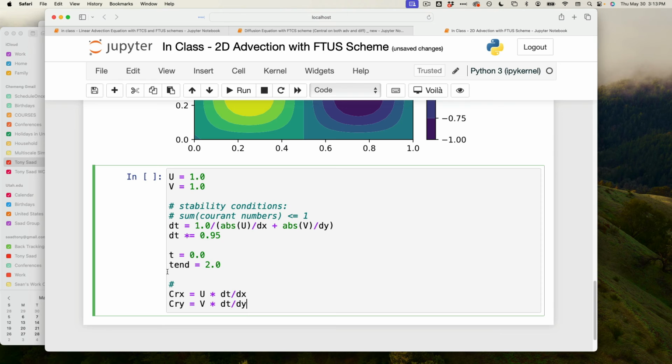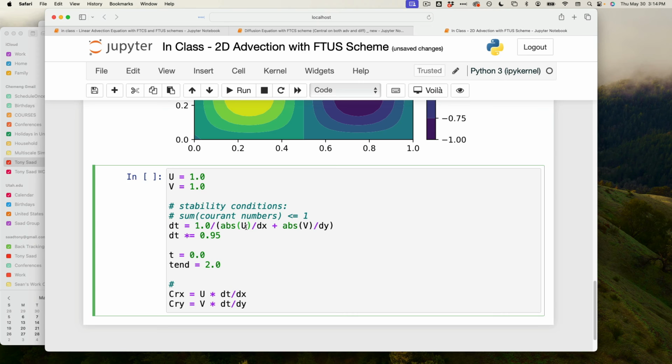So the sum of the Courant numbers is going to give you delta t times, in parentheses, u over dx plus v over dy less than or equal to 1. Then delta t is less than or equal to 1 over all of that. So that's how we got this. It's really nice to have a guideline for time step selection, seriously, because then you don't have to guess anything.